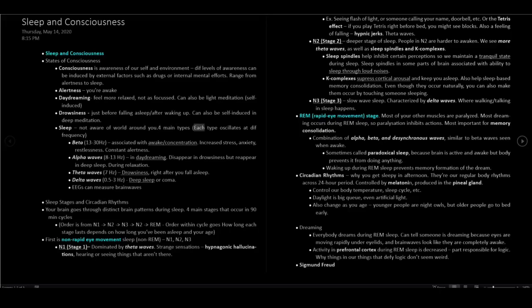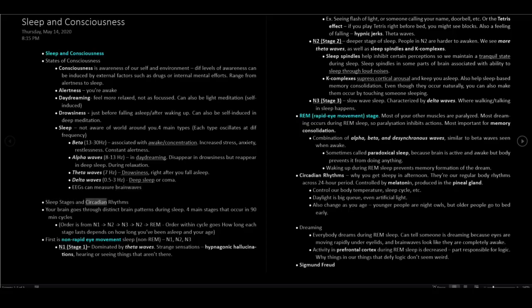There are four main types of brain waves, and each type oscillates at a different frequency. Beta, 13 to 30 Hz, is associated with being awake and concentrating. Increased beta is linked to stress, anxiety, restlessness, and constant alertness. Alpha waves, 8 to 13 Hz, occur in daydreaming and relaxation. They disappear in drowsiness but reappear in deep sleep. Theta waves, 7 Hz, occur in drowsiness, right after you fall asleep. Delta waves, 0.5 to 3 Hz, occur in deep sleep or coma. EEGs can measure brain waves.